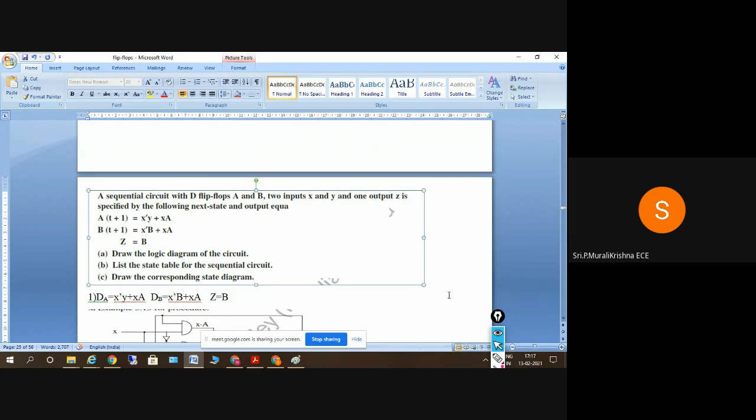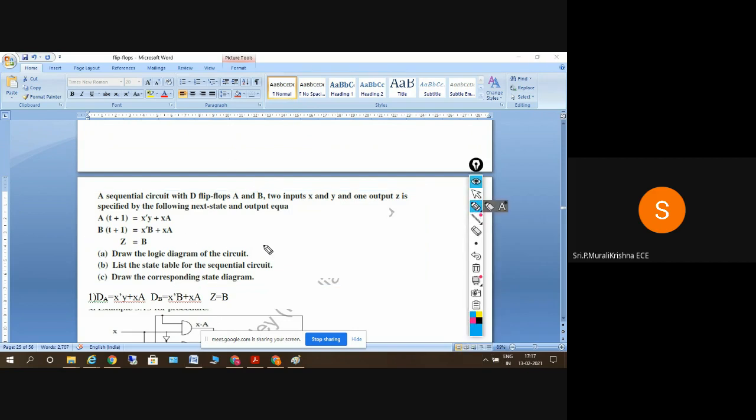Yes, sir. Okay. So in this problem, what you can see here is that the values of A of t plus 1 and B of t plus 1 are given, and Z is given as B here. So we have to draw the logic diagram of the circuit, list the state table, and draw the corresponding state diagram. Okay. So here we are given the values of A of t plus 1.